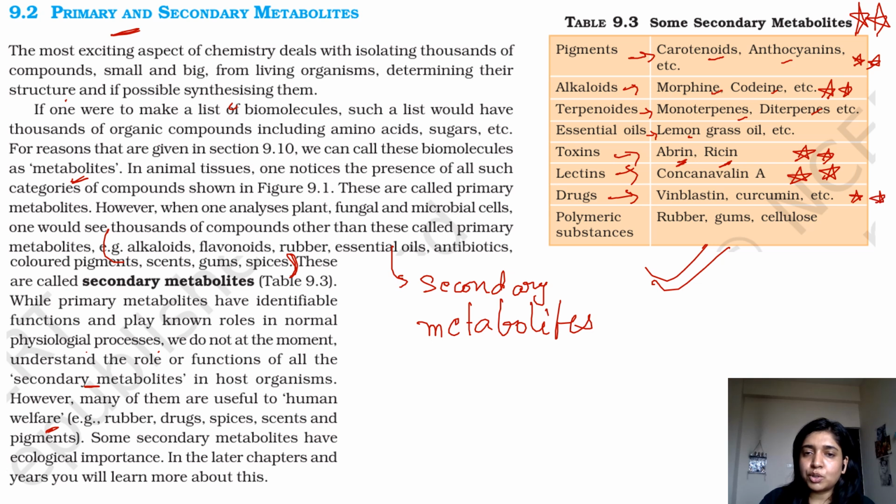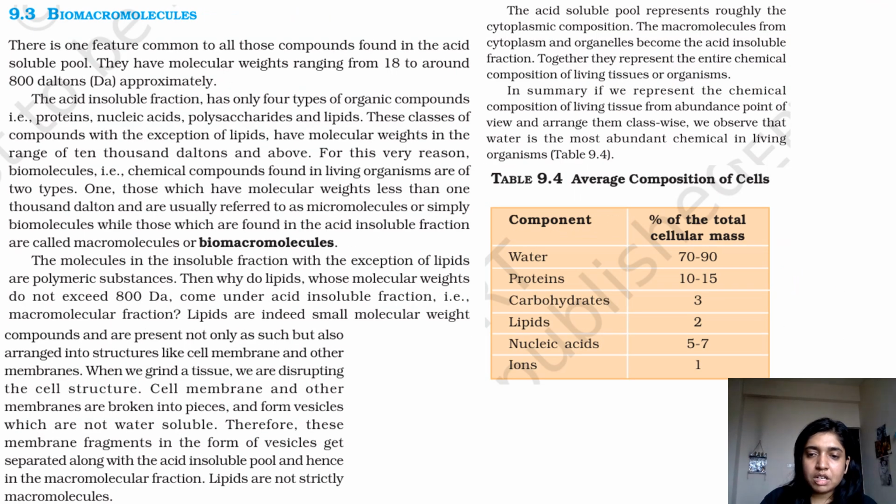So this is also important. Polymeric substances like rubber, gum, cellulose, etc. Some secondary metabolites have ecological importance. Okay, let's move ahead. So this is a very, very, very important chart. All right. Moving ahead. Let's talk about some biomacromolecules.